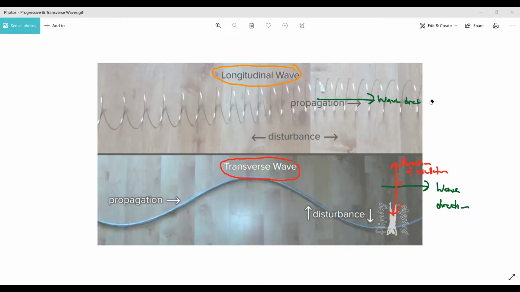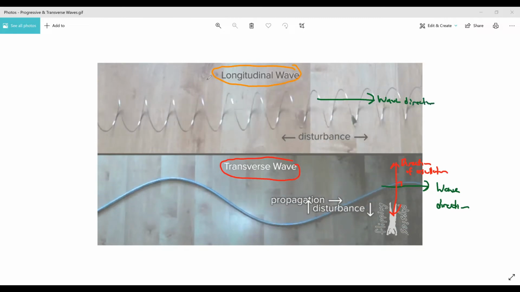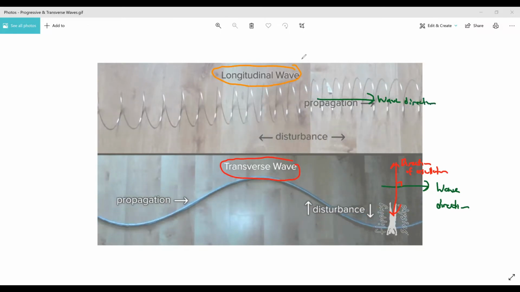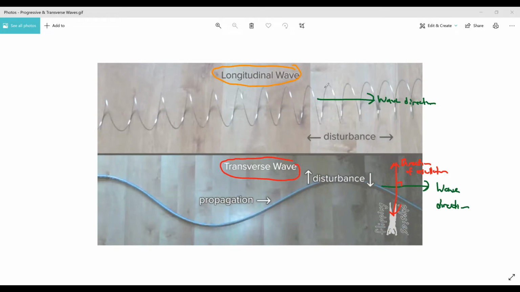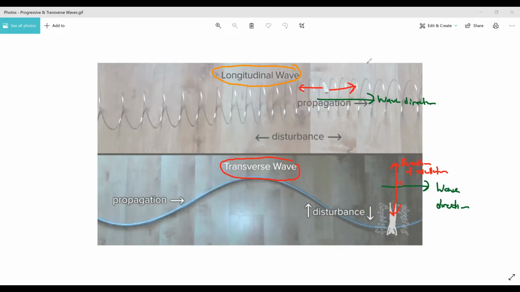Okay, this is your wave direction. Sorry, let me write it out properly. This is your wave direction. The particles will actually oscillate left and right now. Okay, so it's oscillating left and right.